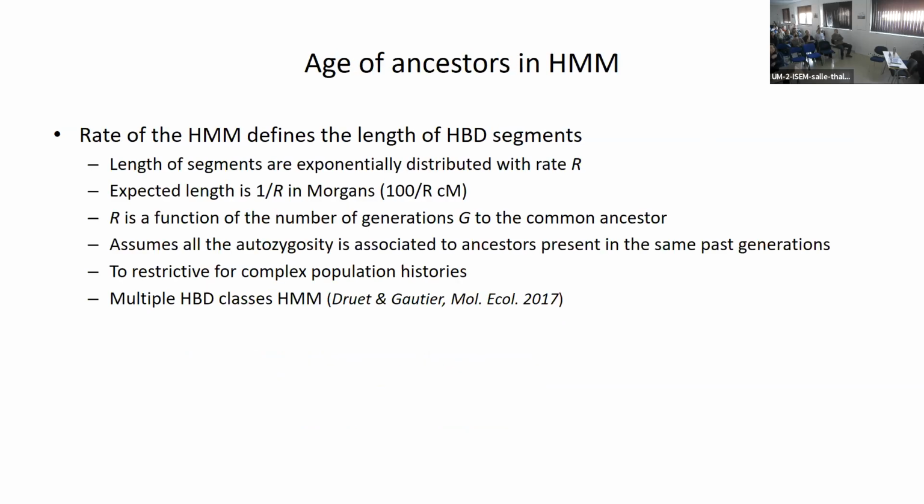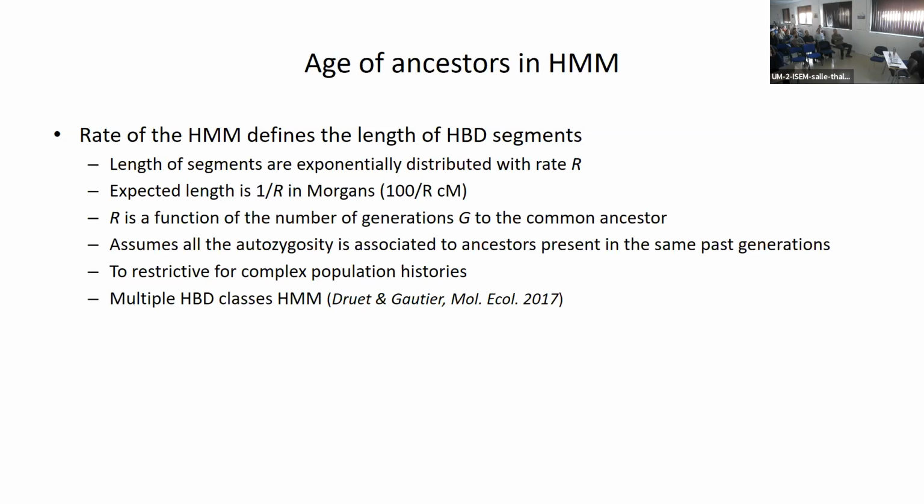So in such a model, the age of the ancestors, as I told you, the length of the segments are exponentially distributed, which means the expected length is 1 divided by R, for instance. And as showed previously, the R should be a function of the number of generations to the common ancestor. So if you use one single R in your program, it will make the hypothesis that all the inbreeding comes from one ancestor or one group of ancestors present in the same generations. And in complex populations, this might be too restrictive.